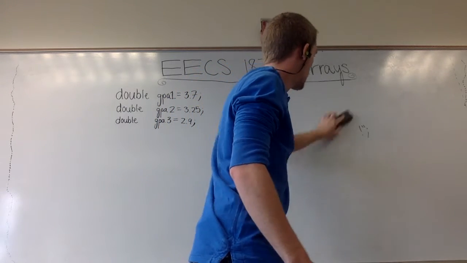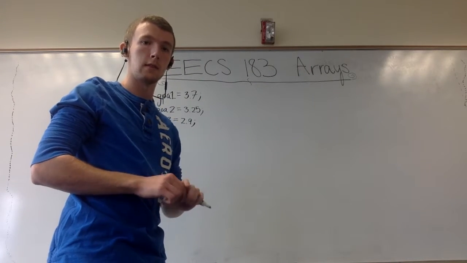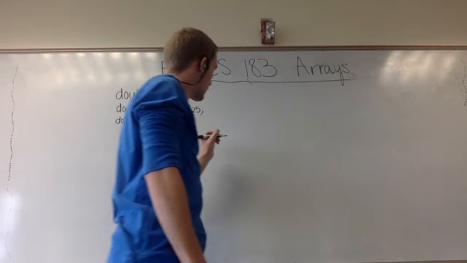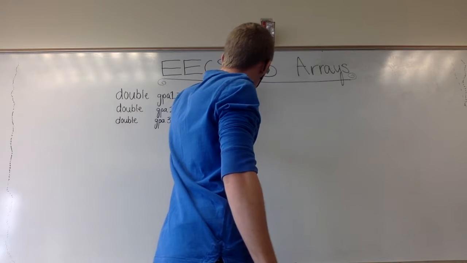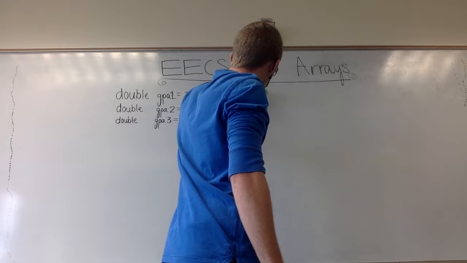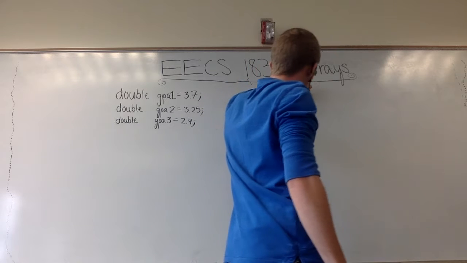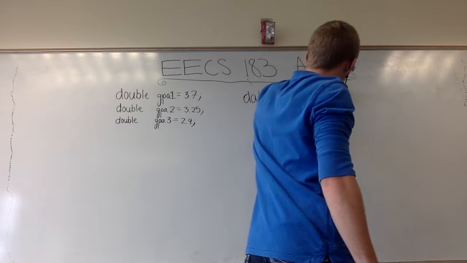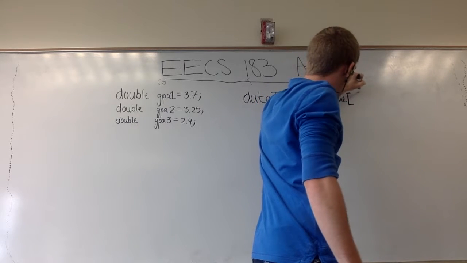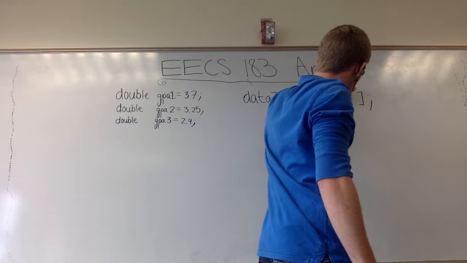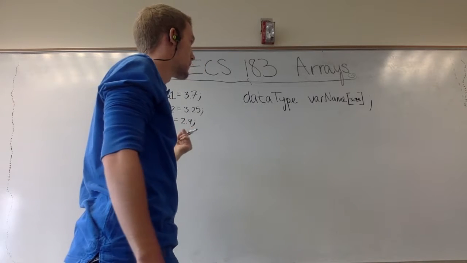Now, what is an array? Well, an array is a series of elements that are stored in memory next to one another. How do we make an array? Declaring an array is very similar to declaring a variable, where we have the data type and then the variable name. But the key difference is we have a set of brackets at the end and a given size of the array. So that's how we declare an array.